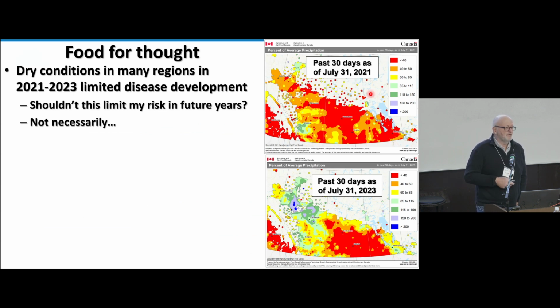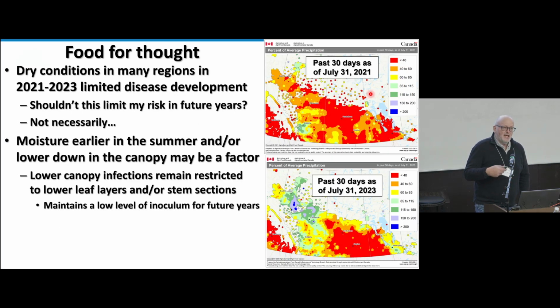I haven't seen much Fusarium, I haven't seen much leaf disease in my cereal crops. Shouldn't this limit my risk in future years? Well, my answer is not necessarily. You've got to keep in mind that what you're seeing in the upper canopy and on the heads is what's happening in late June and early July.